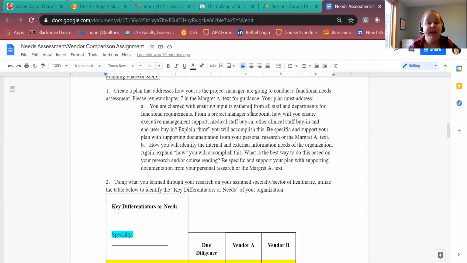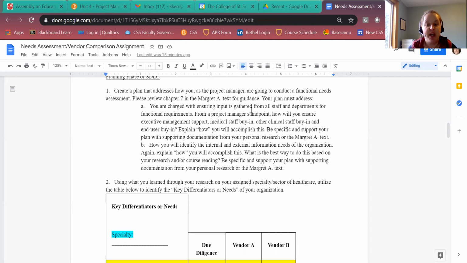Okay, and then the second part of that plan is where you identify how you will identify internal and external information needs of the organization. So again, explaining how you're going to accomplish this. What is the best way to do this based on your research and your course readings?